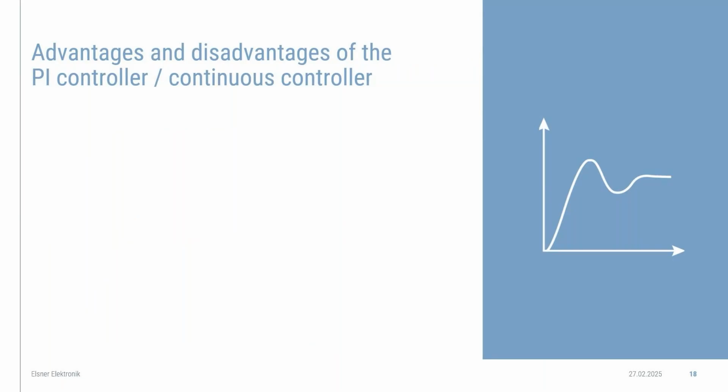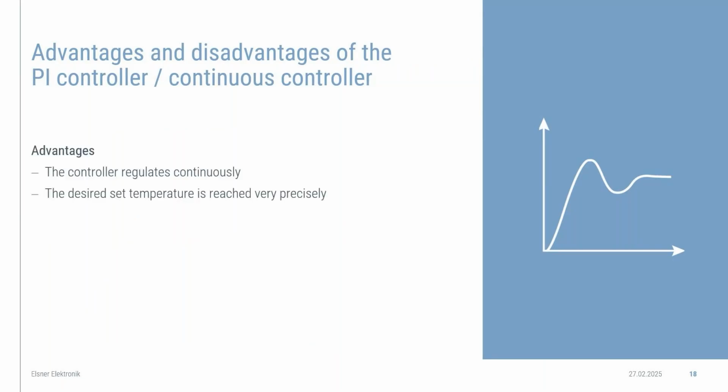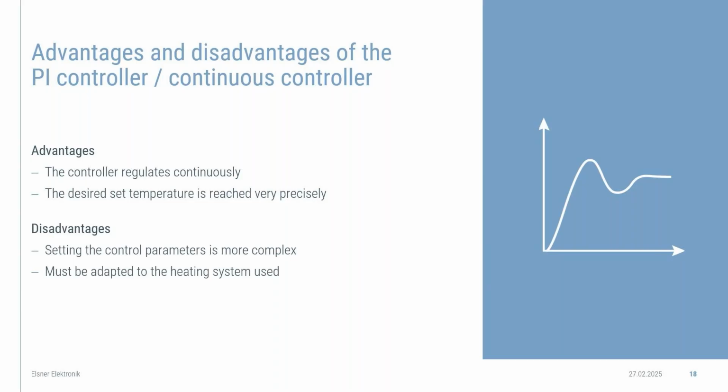Let's discuss the advantages of the PI controller or the continuous controller. First of all, the controller regulates continuously. The desired set temperature is reached very, very precisely. On the contrary, the disadvantage: the setting of the controller parameters is a little more complex and it must be adapted to the used heating system.